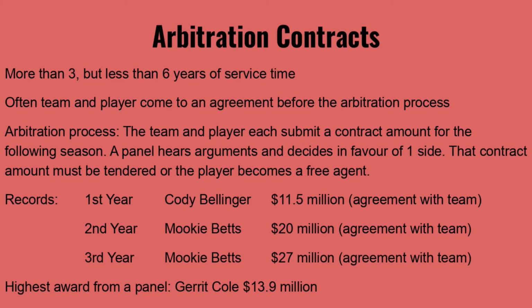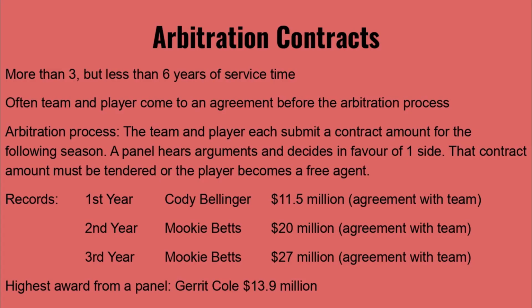The arbitration process has the team and player each submit a contract for the following season. A panel hears arguments and decides in favor of one side or the other. That contract amount must be tendered to the player or the player becomes a free agent. So teams still have the option, once they find out the result, to offer that value to the player. They cannot offer anything else.